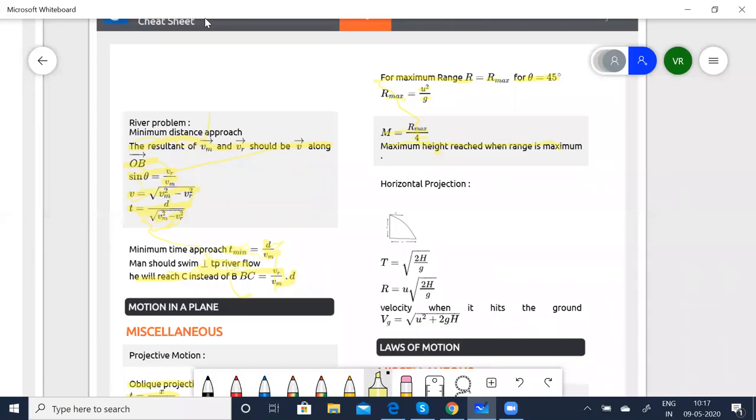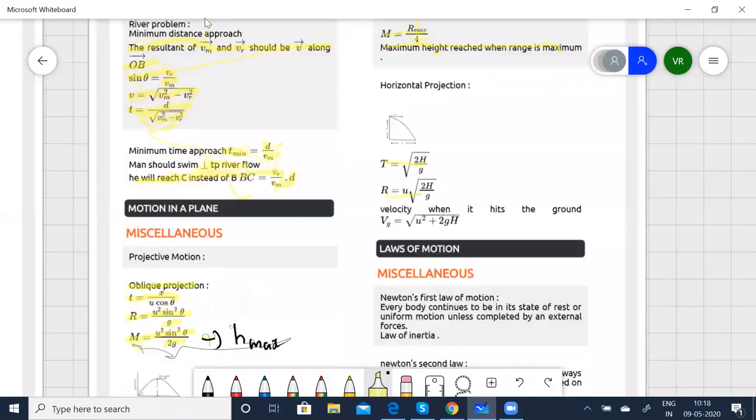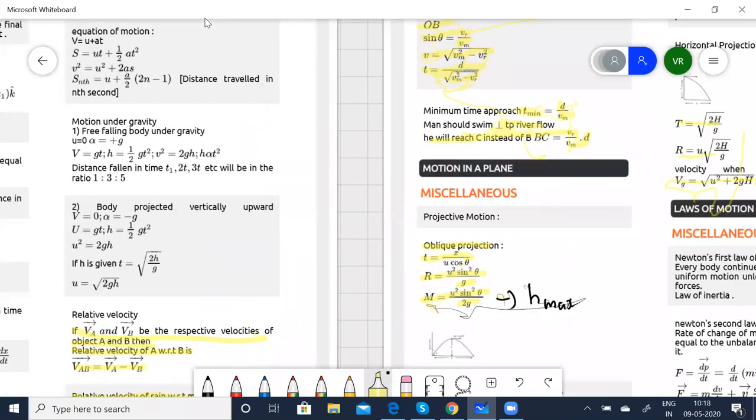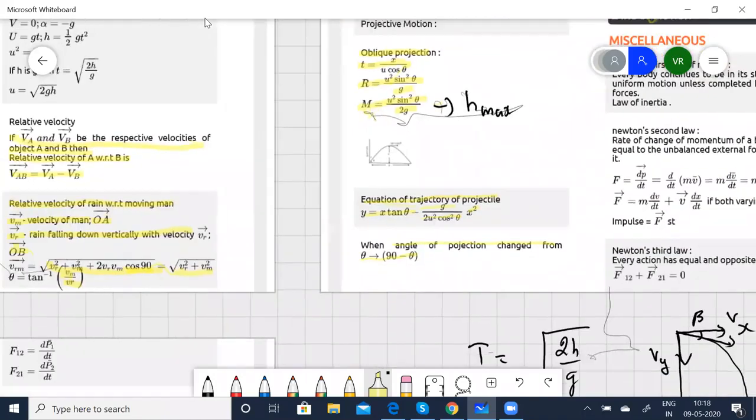Okay. Now coming to the horizontal projection, that is what we saw. We saw the formula earlier. T is equal to root of 2H by G. R is equal to u times root of 2H by G. And velocity when it hits the ground is Vg is equal to root of u squared plus 2GH. So these are the formulae you have to learn carefully. Okay. So I think I covered everything. Now let us quickly go to the problems.